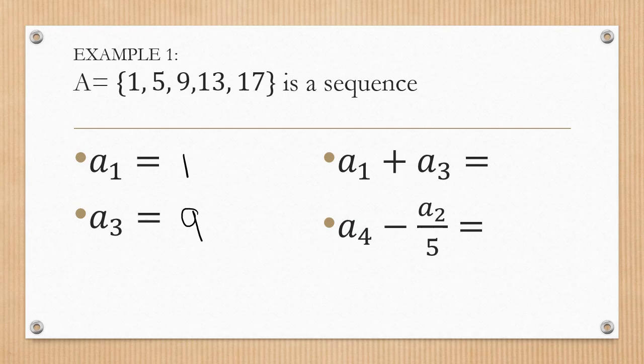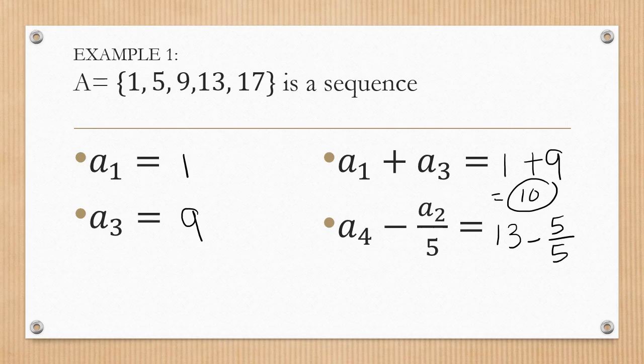Now, a sub 1 plus a sub 3 means the first term plus the third term. The first term is 1, the third term is 9, 1 plus 9 equals 10, and that's the final answer. Now, a sub 4 minus a sub 2 divided by 5. That means the fourth term minus the second term divided by 5. The fourth term in this sequence is 13, minus the second term, which is 5, and we need to divide that number by 5. 5 divided by 5 is 1, 13 minus 1 is 12, and that's the final answer.